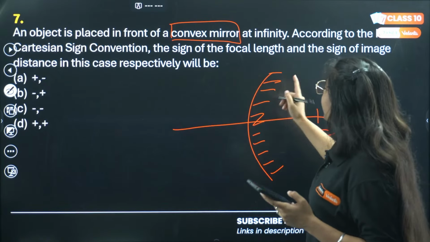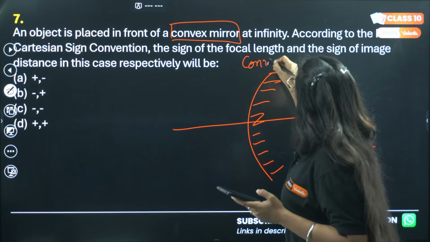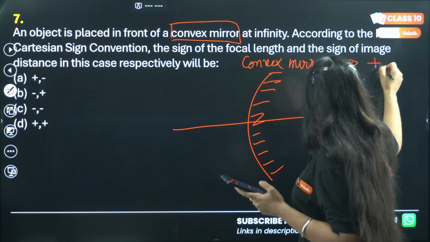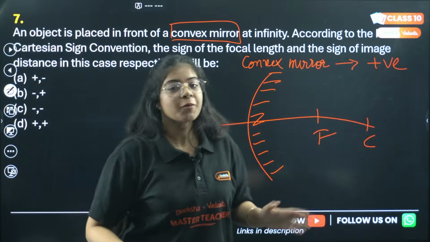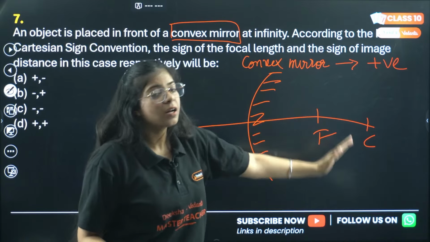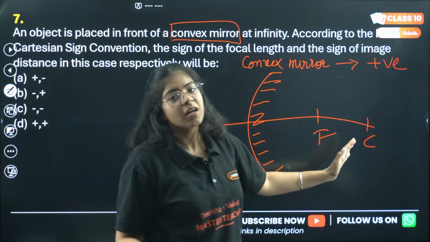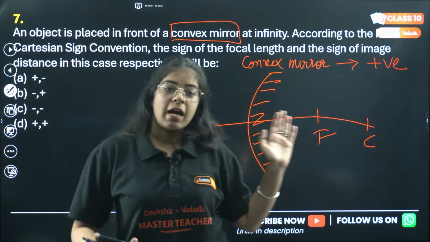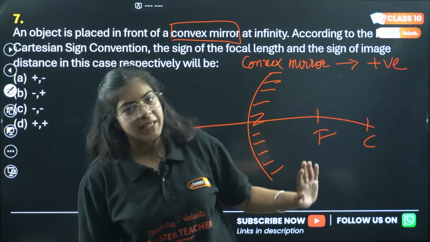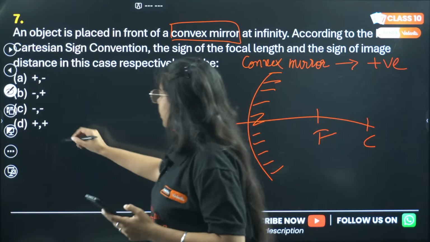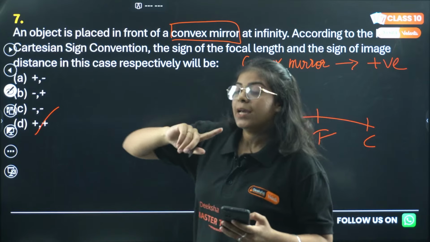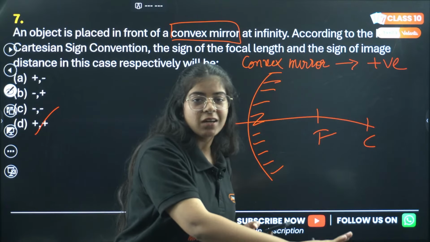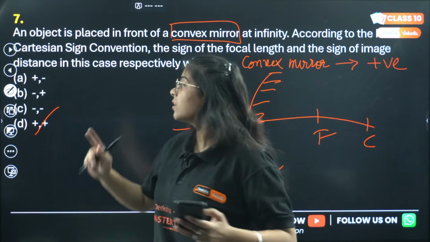The focal length for a convex mirror is always positive. Why? Because on my axis the focal length is on the right hand side of the mirror. According to the sign convention, anything on the right hand side will be taken as positive. So D, everyone is correct. And for convex mirror, virtual and erect images are made on the back side of the mirror. That is also on the right hand side, so these are also positive.